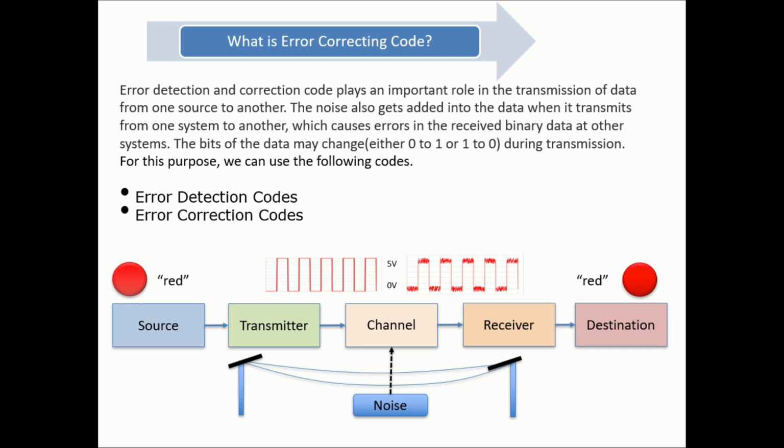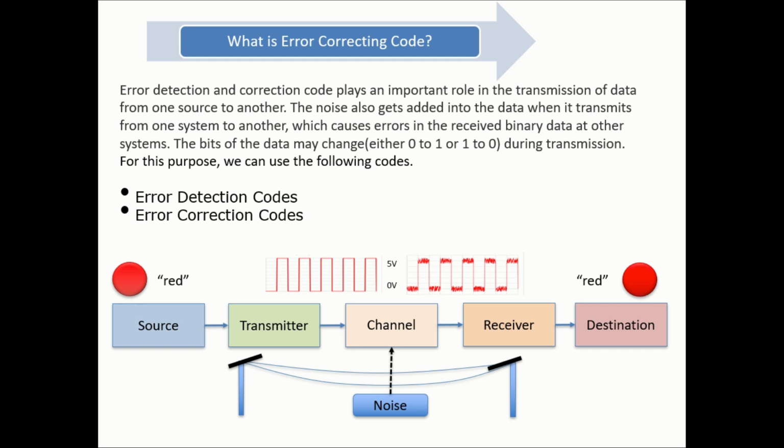For this purpose we can use the following codes: error detection code and error correction code. As shown in the diagram, the source sends data to the transmitter, which adds redundancy before sending it through a noisy channel. The receiver then uses the ECC logic to identify and fix any error before passing the correct data to the final destination. This entire process ensures reliable communication even in the presence of noise.